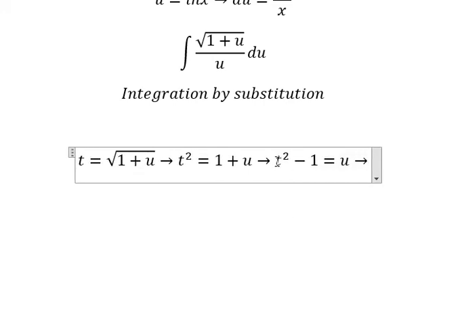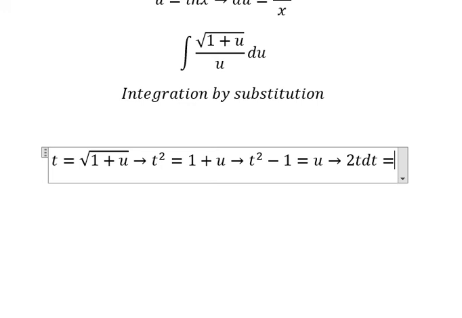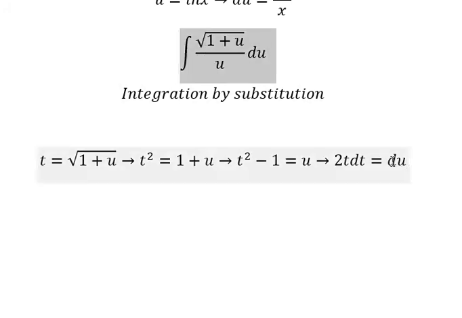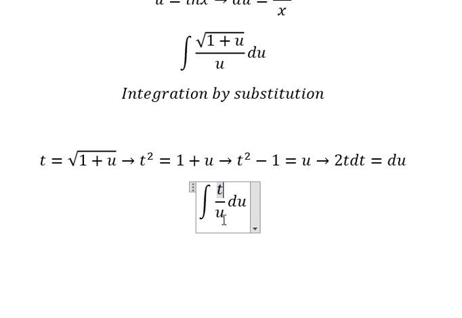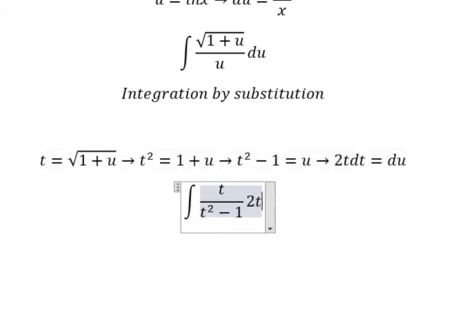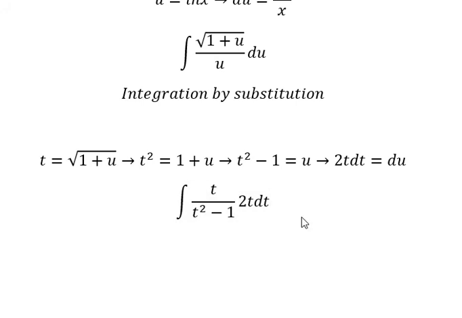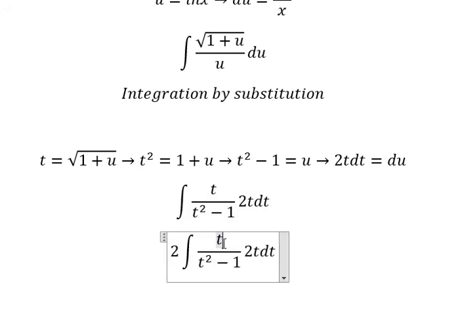Next, I need to take the first derivative for both sides. So we have 2t dt equals du. So the square root we change by t, u we change by t squared minus 1. du we change by this one. Number 2 we put outside, t and t, you get t squared.